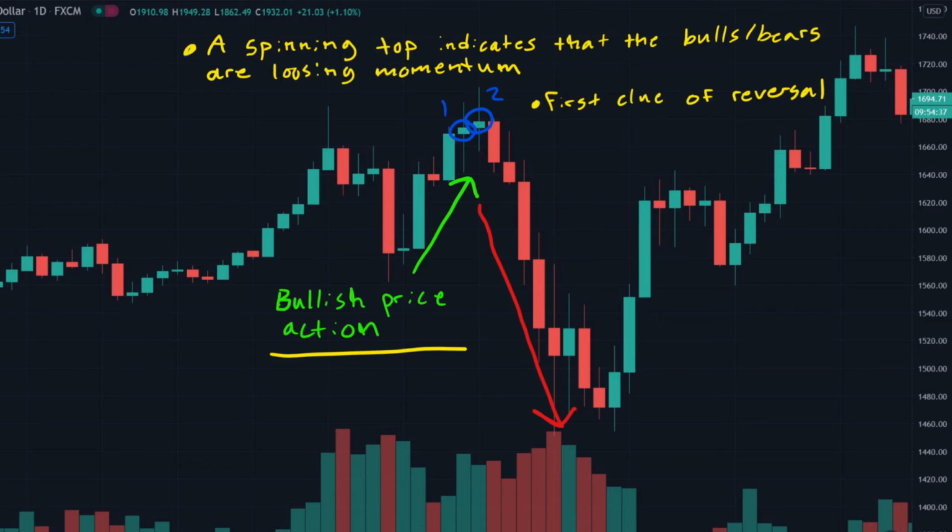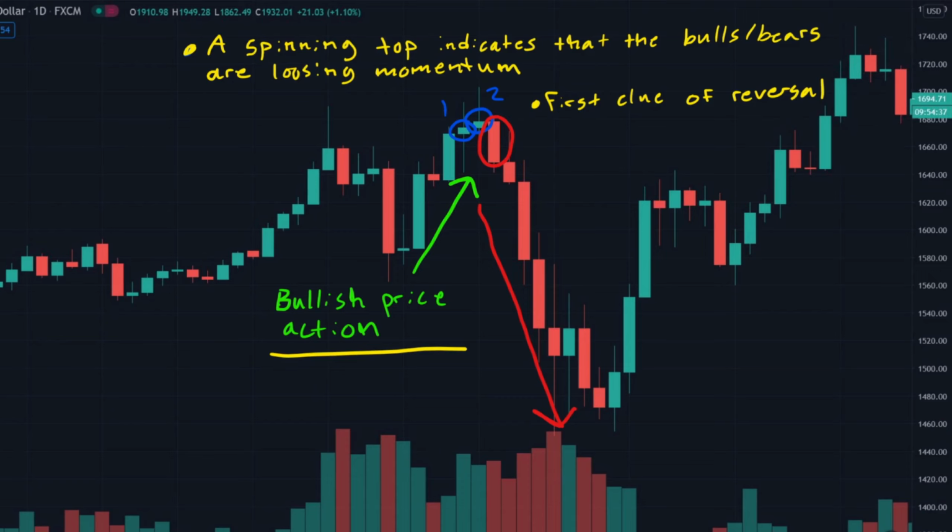In this case, we actually got some form of confirmation on this day. We had two spinning tops, and then we had a strong red candle here. And that indicates that the bears are back in control, and that a price drop might be on the horizon.